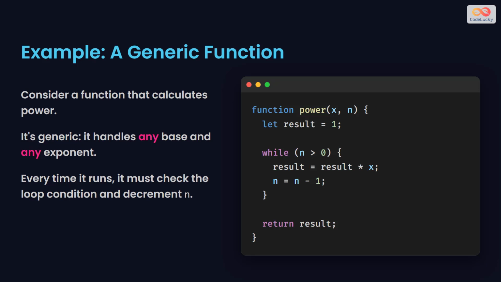Let's look at a code example. Here is a standard power function. It calculates x to the power of n. Notice that it uses a while loop. Every time this runs, the computer has to check if n is greater than 0, do the multiplication, and decrement n. It does this loop management overhead every single time.